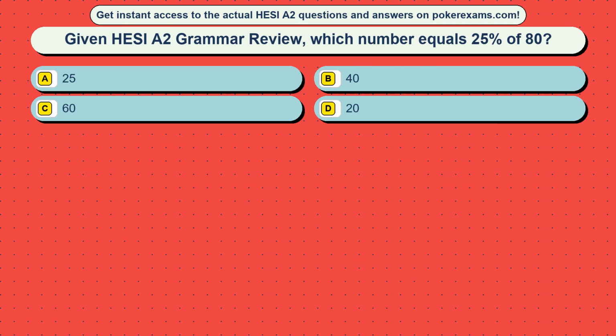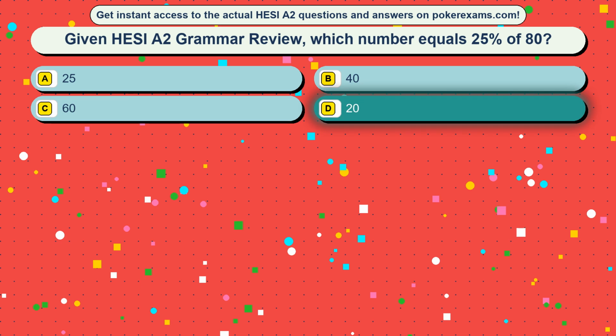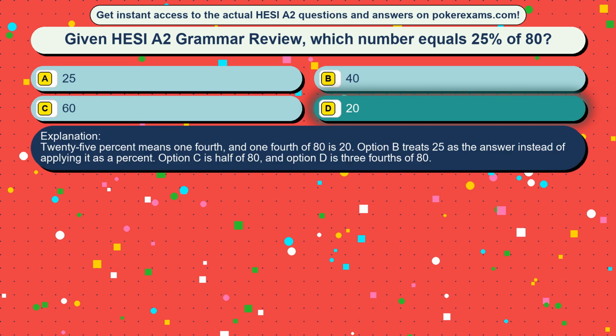Question 18. Given HESI A2 Grammar Review, which number equals 25% of 80? Option A, 25. Option B, 40. Option C, 60. Option D, 20. The correct answer is option D, 20. 25% means 1/4, and 1/4 of 80 is 20. Option B treats 25 as the answer instead of applying it as a percent. Option C is half of 80, and option D is 3/4 of 80.